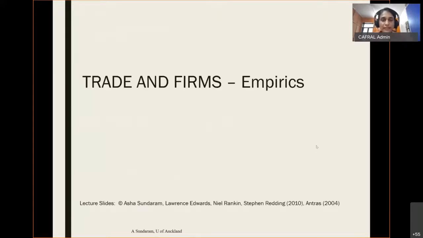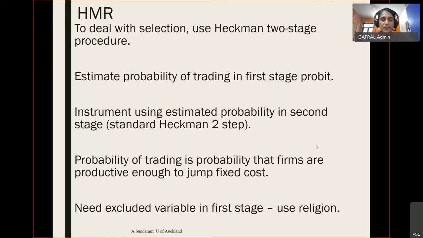So the final thing I want to say is a few things on gravity. You have the basic gravity that's no longer good, right? What you need to do is do three important things. One, account for multilateral resistance. Ideally, if you have panel data, just stick in importer and exporter fixed effects.